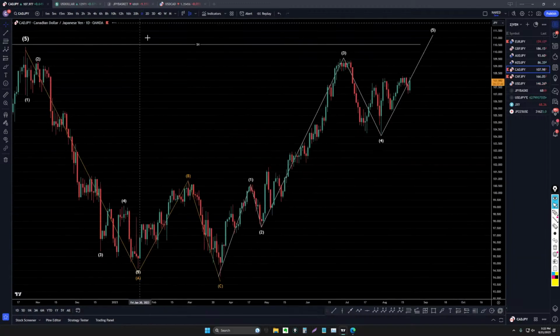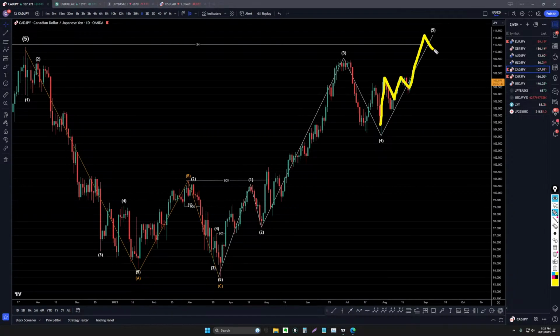And on the higher time frames, I still think we're in a wave 5. 1, 2, 3, 4, 5. I still think we're going up to about the 110.5 area. Doesn't seem like it's over, does it? My target is the 110.50 area.